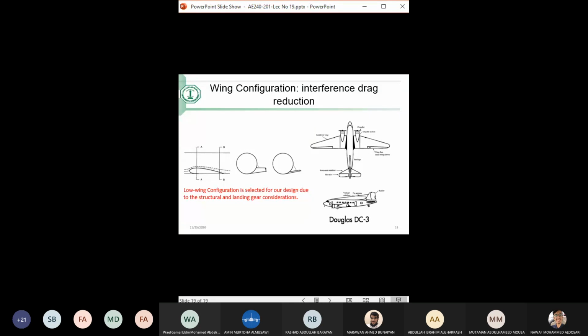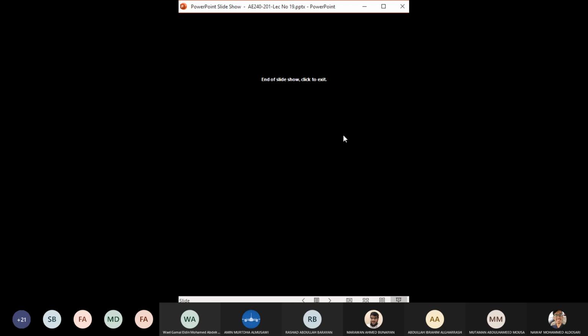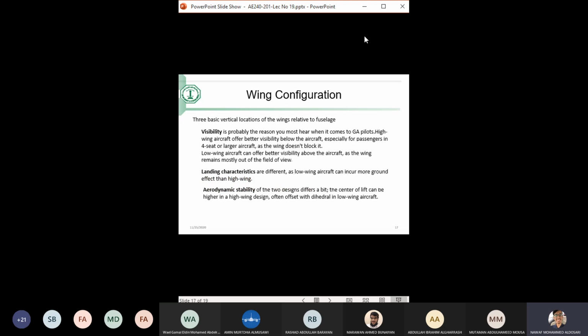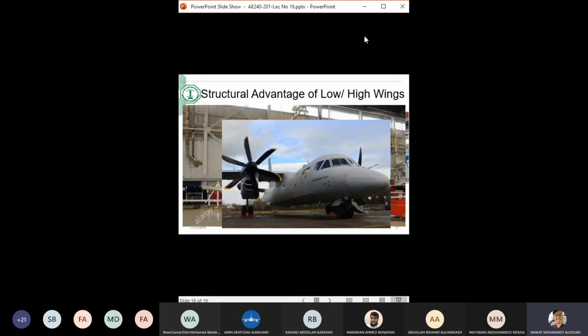Any questions? Okay. So I have a question. I didn't understand how the wing is related to the landing gear.